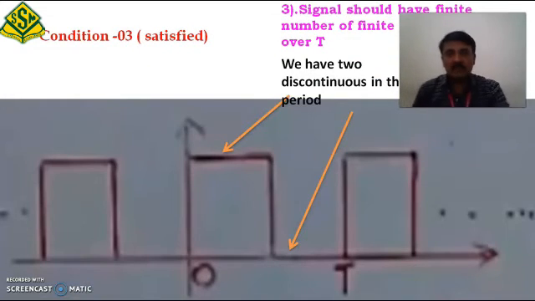The third condition is that the signal should have a finite number of discontinuities. Take this signal over 0 to T. Discontinuity means it is maintained at the maximum value, and then suddenly it falls down and reaches 0. So one break or one discontinuity is available, and then it reaches 0, and then another break or discontinuity is available. So over the period 0 to T, it has a finite number of discontinuities. The condition is satisfied for this signal.